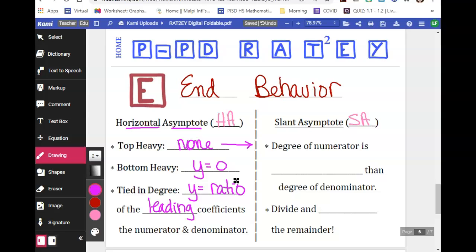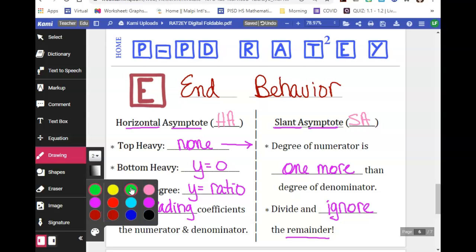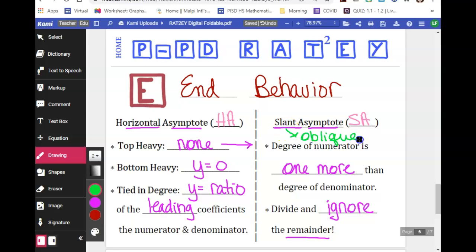Okay, so now let's look at the slant asymptote. If it's top heavy, it opens the door, but remember that the degree of the numerator can only be one more than the degree of the denominator. And so when that happens, to find it, we divide. We will always get a remainder. Remember, you always get it or something else isn't right here. We divide and then we just ignore that remainder. We don't need it for our asymptote. And remember, another word for slant asymptotes is oblique. Okay?